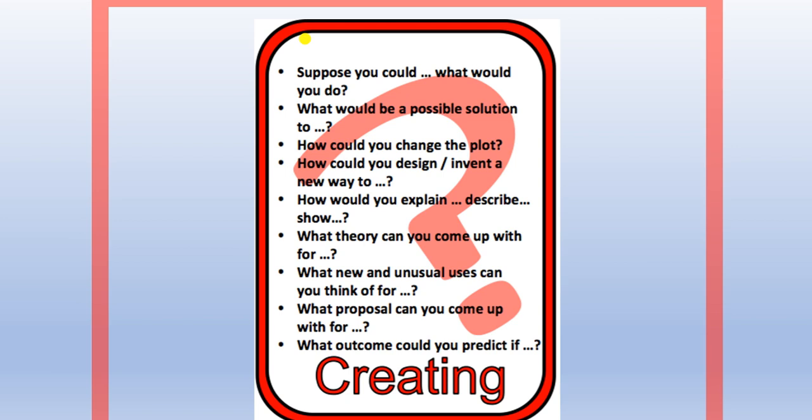We can ask, suppose you were the Prime Minister of India or the Chief Minister of Bihar, what would you do? What are you going to do? What would be a possible solution to? How could you change the plot? How could you design or invent a new way to? How would you explain or describe? What theory can you come up with for? What new and unusual uses can you think of for? What proposal can you come up with, or what outcome could you predict?